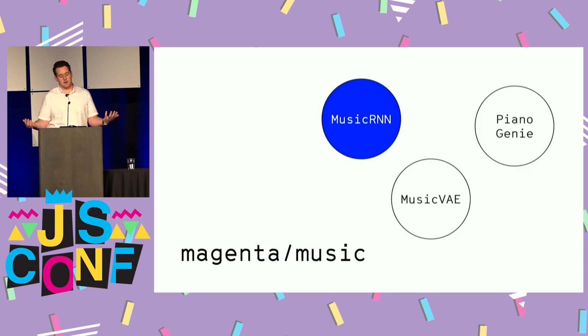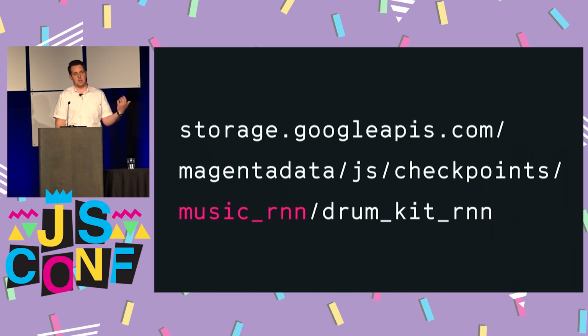Okay, so we picked our music RNN models. This is what the actual checkpoint is. So this is like a pre-trained model that they've trained with millions of drum beats. It has a sense of what drum beats are. There's a kick on 1, there's a snare on 2, or something like that.